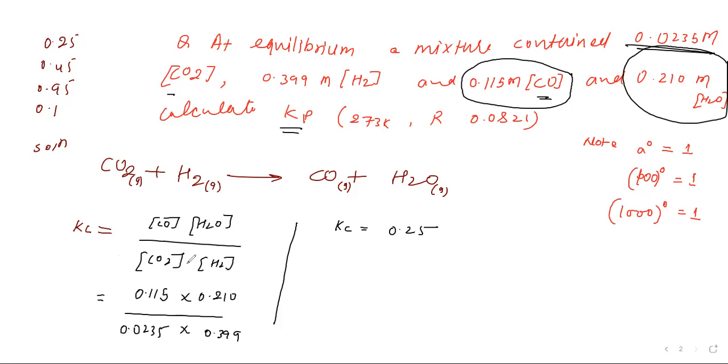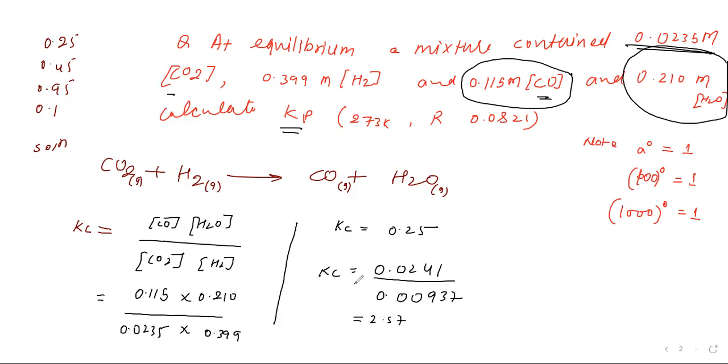No, they are not coming. Wait, let me do the calculation. 0.115 multiplied by 0.210 is 0.0241. Then 0.0235 multiplied by 0.399 is 0.00937. Dividing 0.0241 by 0.00937, it will be 2.57. So Kc is coming 2.57.